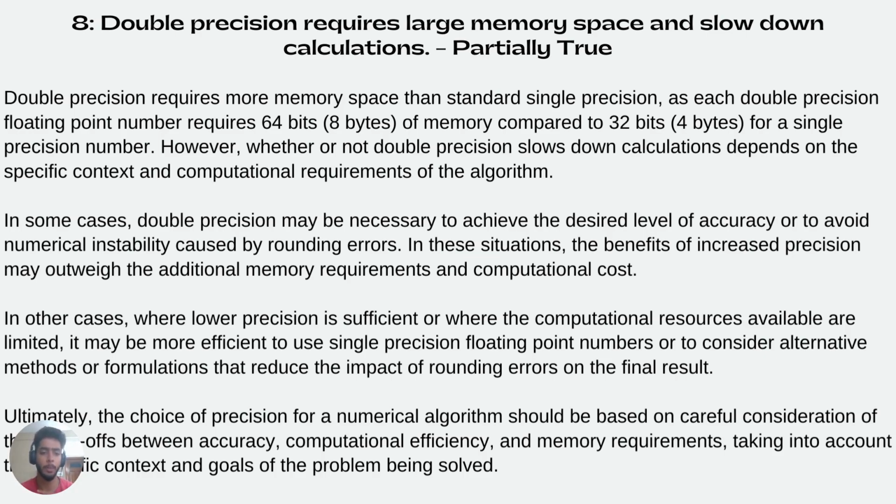In these situations, the benefit of increased precision may outweigh the additional memory requirements and additional cost. In other cases, lower precision may be sufficient where the computational requirements are very limited, or it may be more efficient to use single precision floating point numbers, or consider alternate formulation that reduces the impact of rounding errors on the final result.